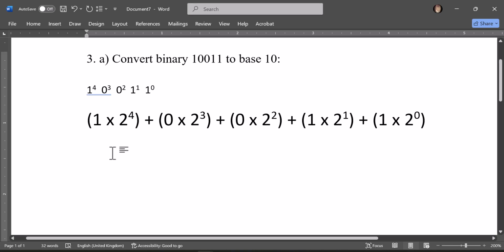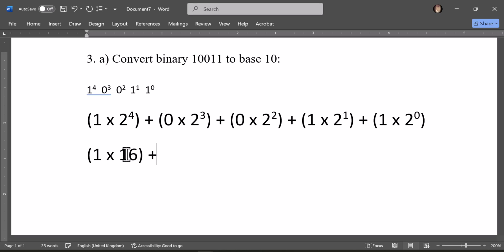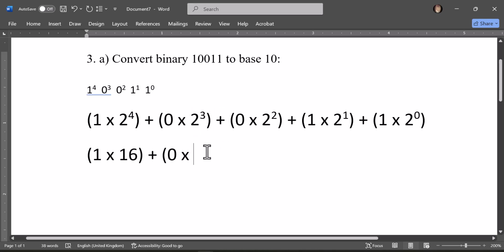So now it's going to be 1. Now 2 raised to the power 4 will give you what? 2 times 2 times 2 times 2. 2 to 4, 4 to 8, 8 times 2 is 16. So it's going to be 1 times 16. So we're done with that one. Then plus 0, right? So 0 times what? 0 times 2 raised to the power 3. 2 raised to the power 3, it is not 2 times 3. It is 2 times 2 times 2. So 2 to 4, 4 to 8. So here is going to give us 8.